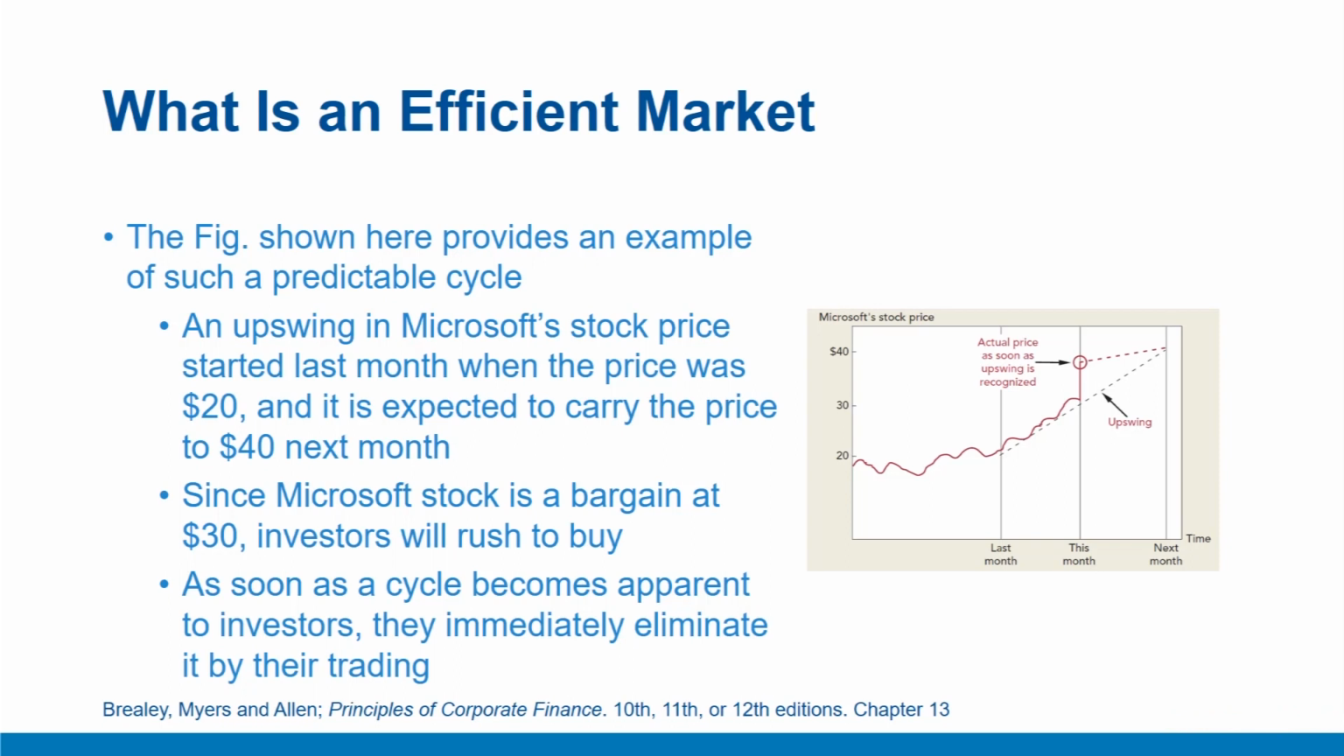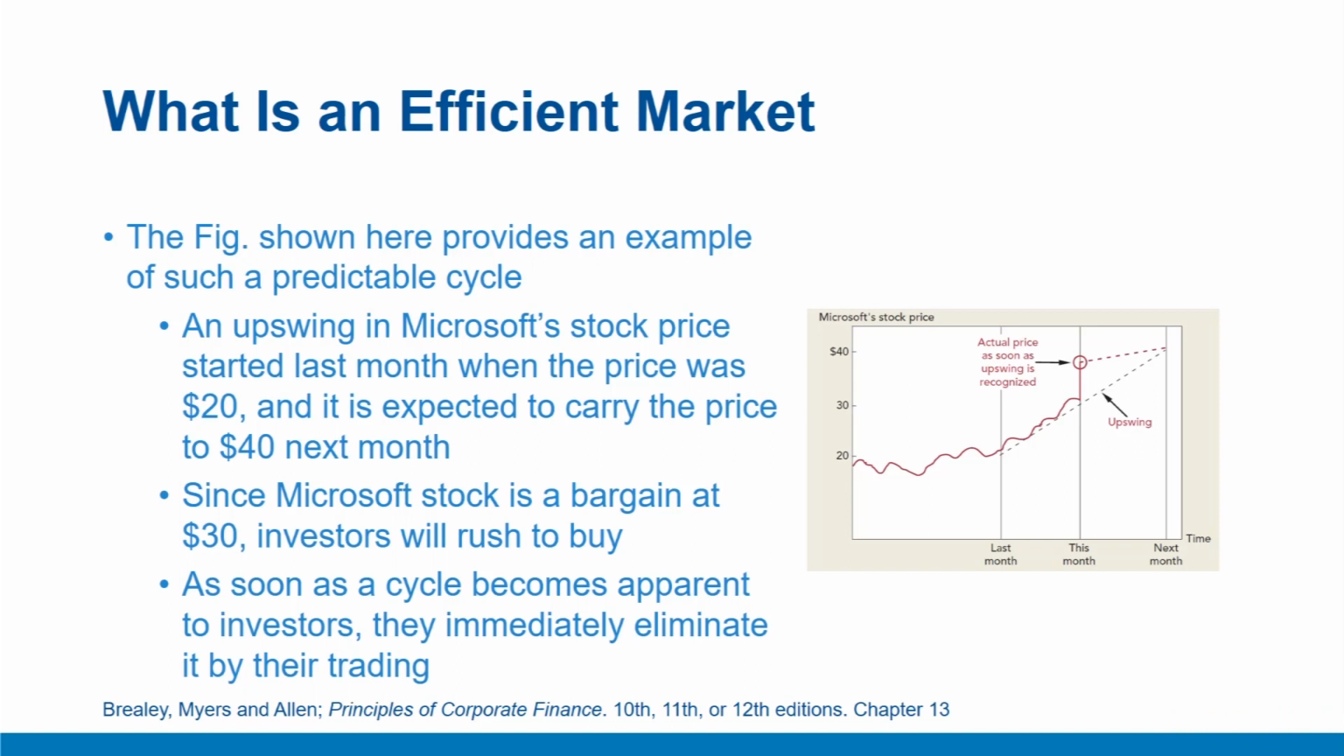Therefore, as soon as the cycle becomes apparent to investors, they immediately eliminate it by trading activity. Such kind of cycles self-destruct as soon as they are recognized by investors. The stock prices instantaneously jump to the present value of the expected future price.